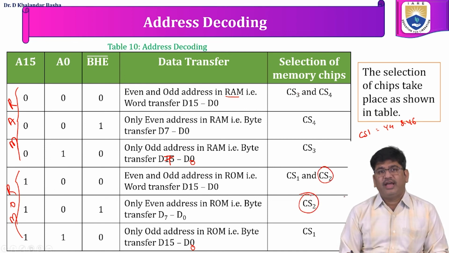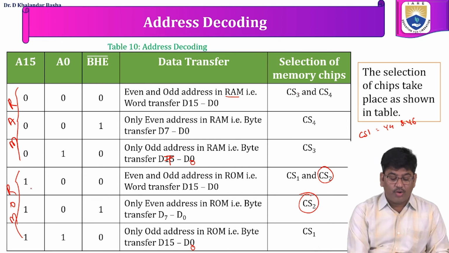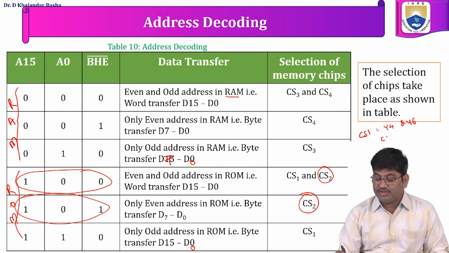we have two cases, where we use the chip select 2 or block 2 corresponding to ROM for the combination 100 and 101. These two combinations we are going to enable the chip select 2. So the chip select will be enabled whenever the decoder output Y4 is active or Y5 is active.